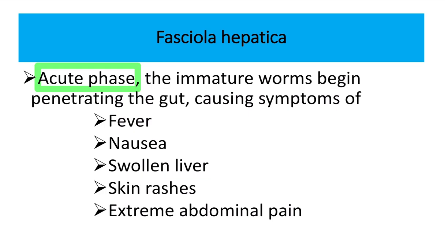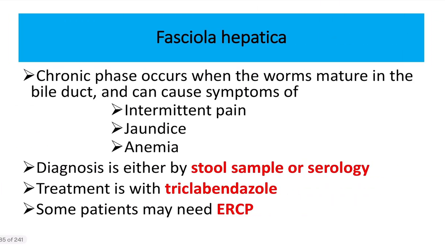Fasciola hepatica invades the liver, so the most important finding is the swollen liver on ultrasound with extreme abdominal pain. This point is very, very important: when there is a swollen liver on ultrasound and extreme abdominal pain, that is in favor of Fasciola hepatica. Other features such as fever, nausea, and skin rashes are generalized symptoms for any disease.